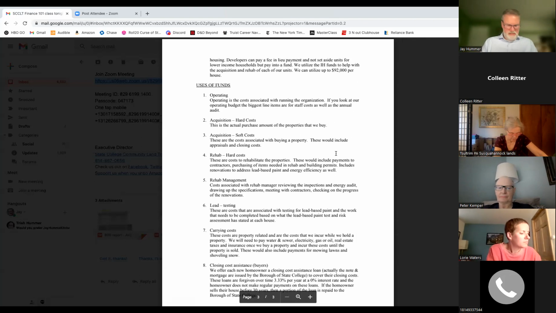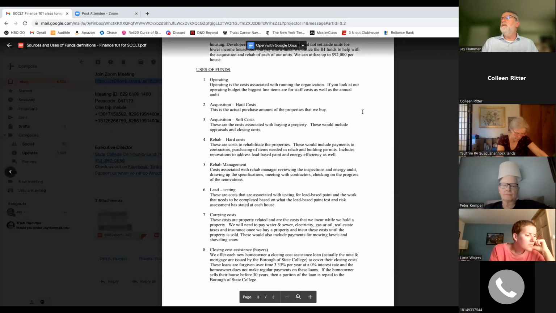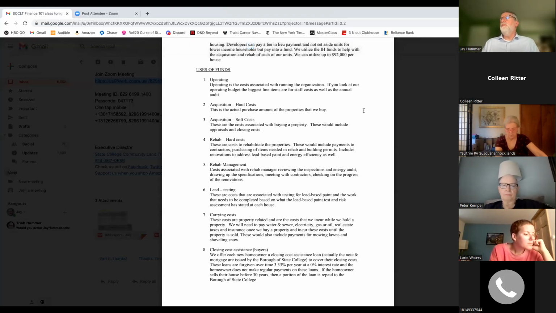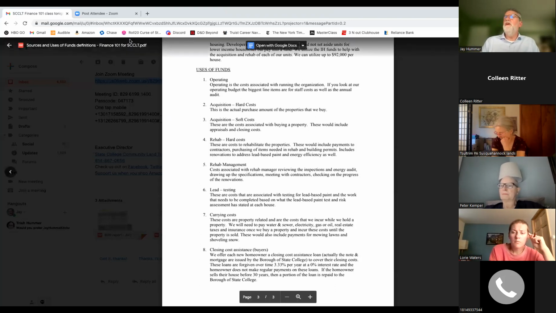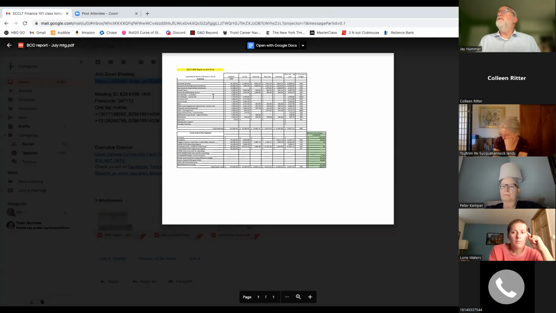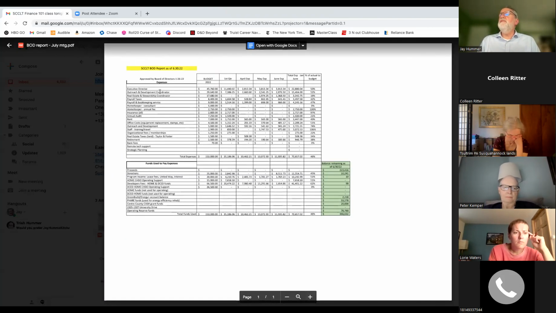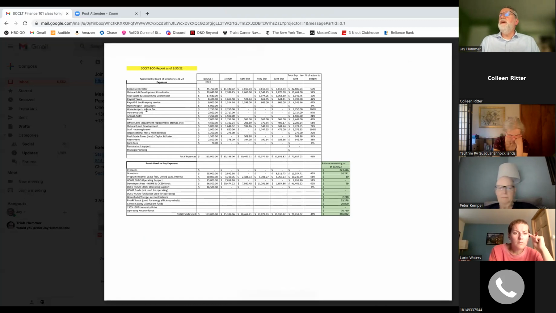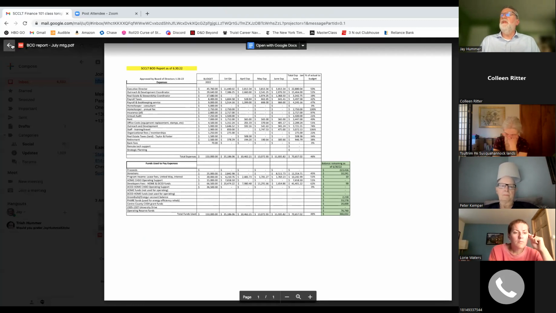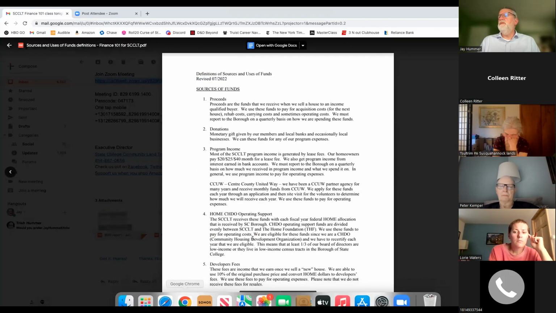So then we get down to the uses of funds. Okay, so we've got operating costs, which are pretty self-explanatory. We have those outlined in our budget. It's kind of small, but we've got our operating costs, all our various people to pay and bills and audits, what have you. So those are operating.